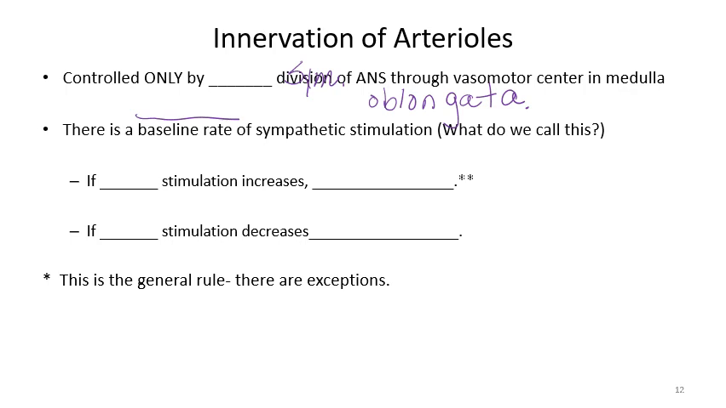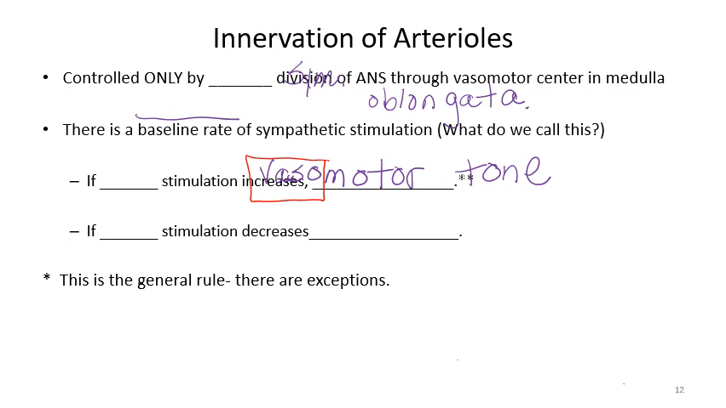So the way these arterioles work, there's a baseline of sympathetic stimulation. So they're always getting a certain amount of sympathetic stimulation. We call this vasomotor tone. Anytime, guys, we see vaso, from now on, we're going to think having something to do with a vessel. And then motor means movement, but really that has to do with the vessels constricting or relaxing.